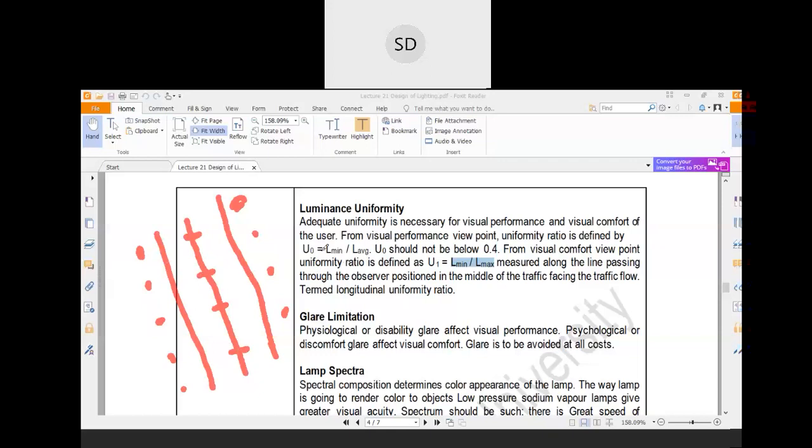From the visual performance viewpoint, the uniformity ratio uses L minimum, that is your luminance minimum. Suppose at this point your luminance is found to be minimum and at this point it is found to be maximum, and you need to find out the luminance levels at various points, and after that find out the average value. So from the performance viewpoint, your uniformity ratio would be L minimum divided by L average, and from the visual comfort viewpoint your uniformity ratio is defined by L minimum divided by L maximum.